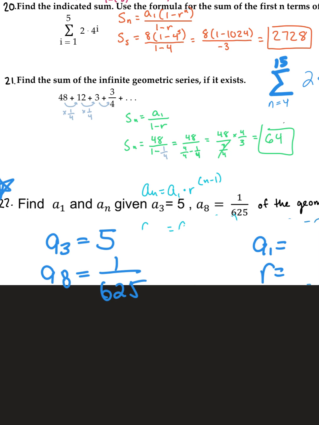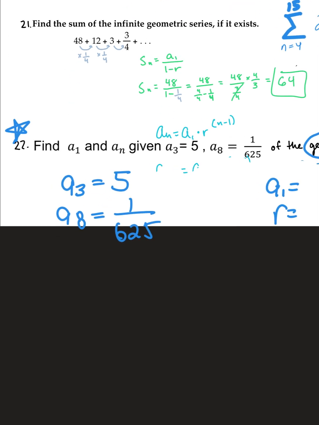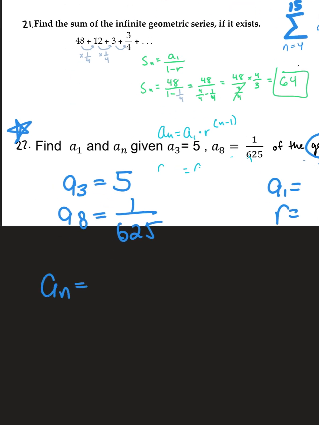Can I just put those numbers together and find the slope? Why? This is not linear, it's geometric. This is an exponential function, so we cannot do that. So let's talk about our exponential functions. A sub n equals first term times r to the n minus 1.